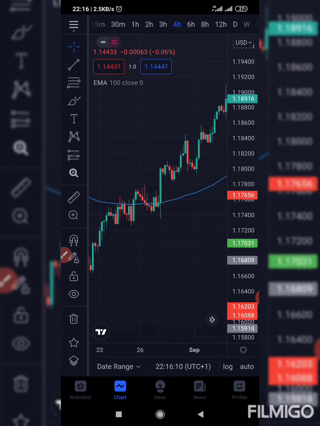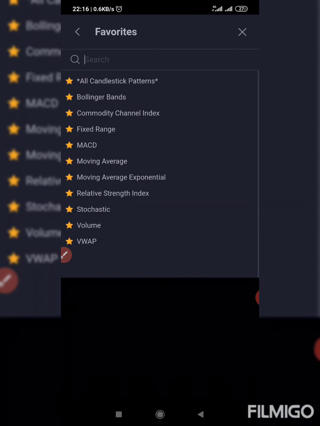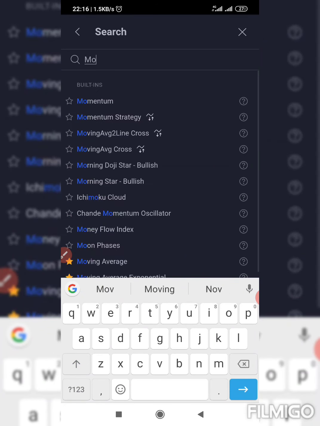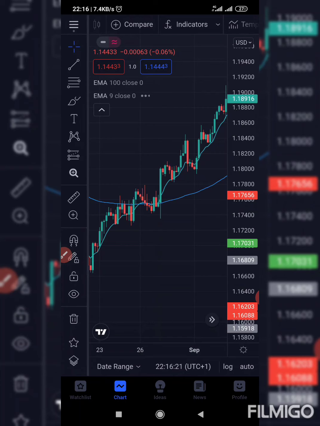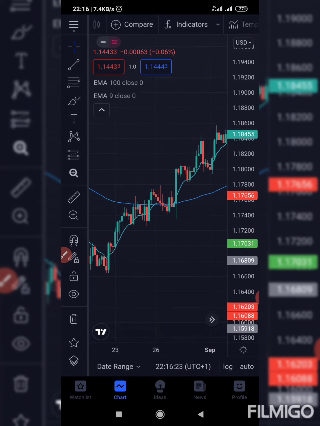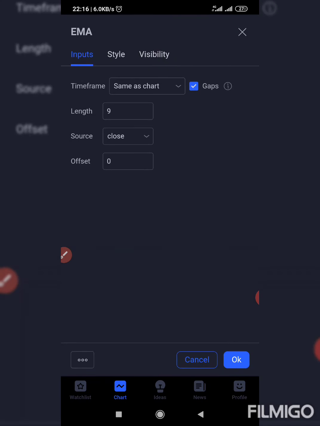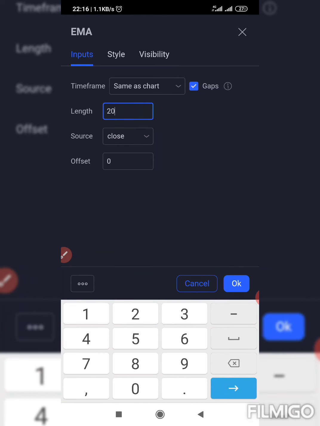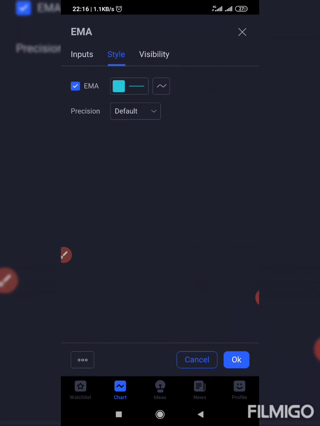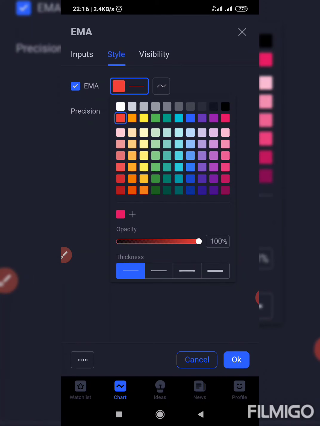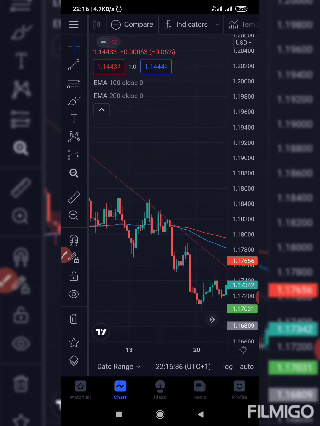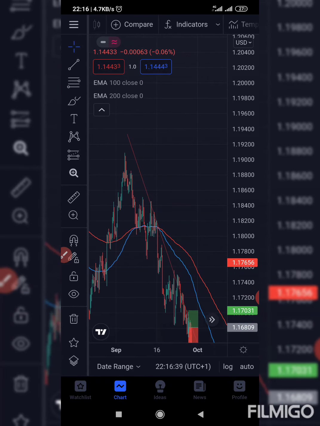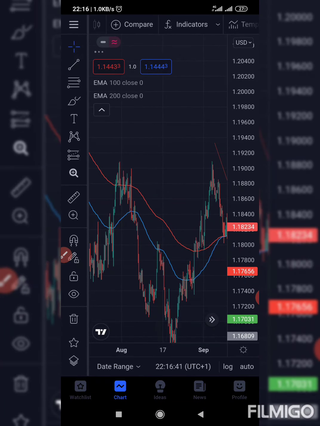Then you have another one, moving average exponential. You add it again. So that's it, that's the 2. Now this one should be 200. Let me make it a color quite different from the first one. Can you see it now? This is it. Now how to use this is very, very easy.